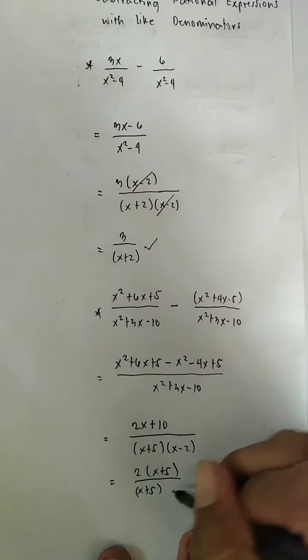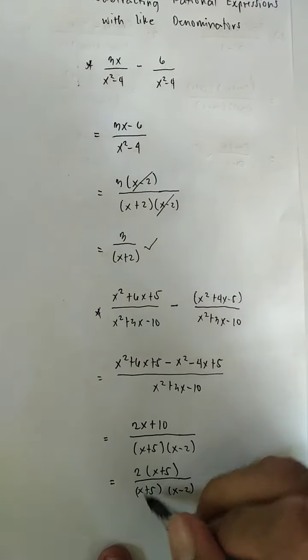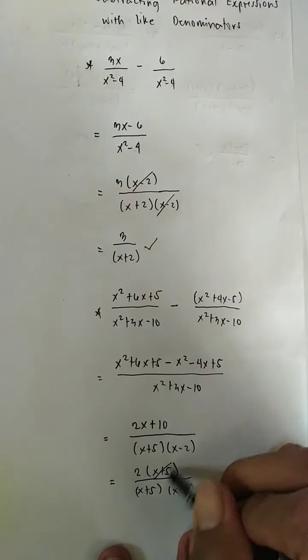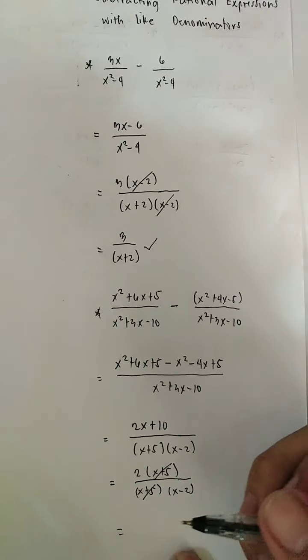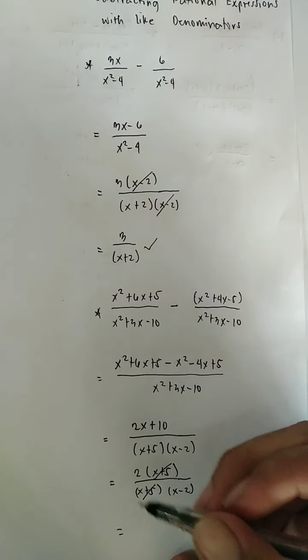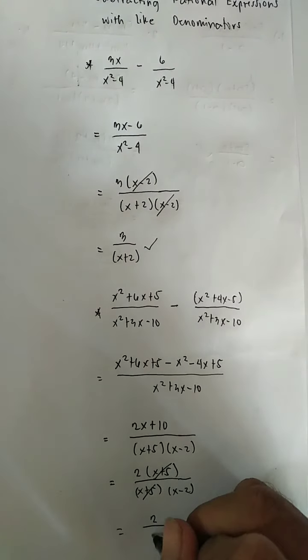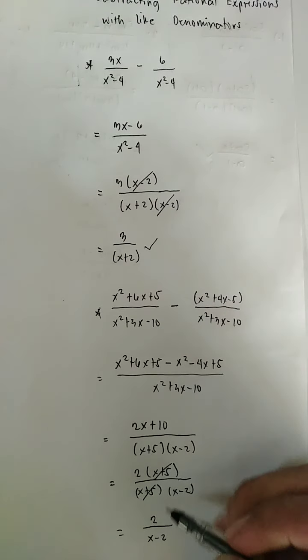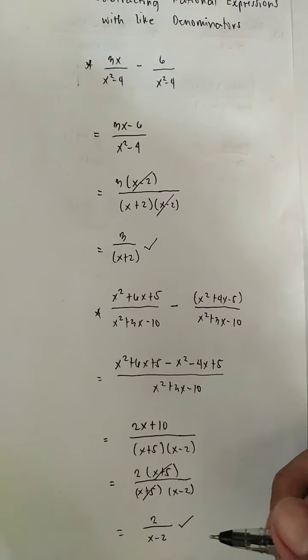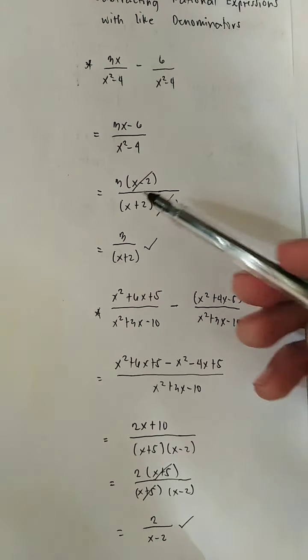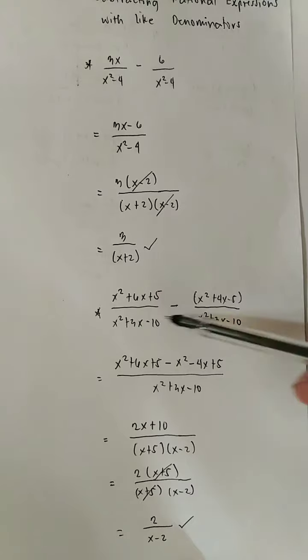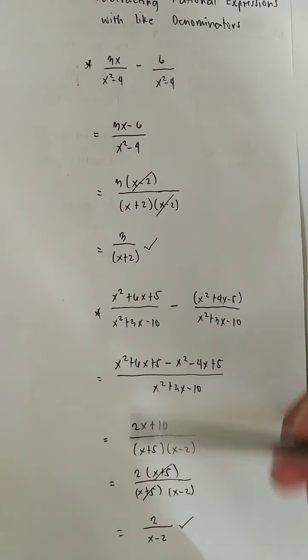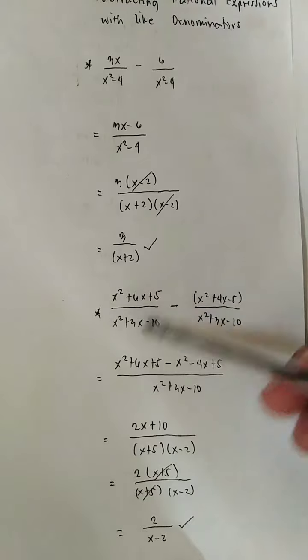Since we have a common factor here, x plus 5 in the numerator and x plus 5 in the denominator, you can cancel it out. So the resulting difference of the two rational expressions will be 2 over x minus 2. Since this is already the simplest form of the expression, because the common factor of numerator and denominator is 1, this is already the difference of the rational expressions defined here, considering that they have like denominators.